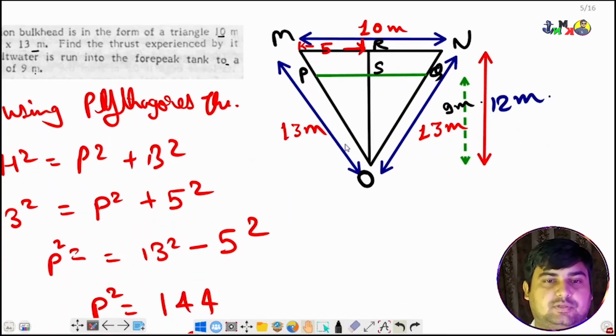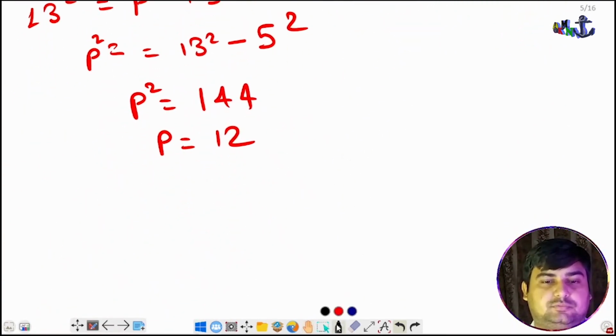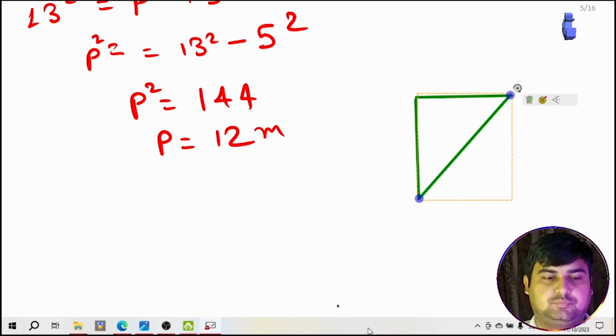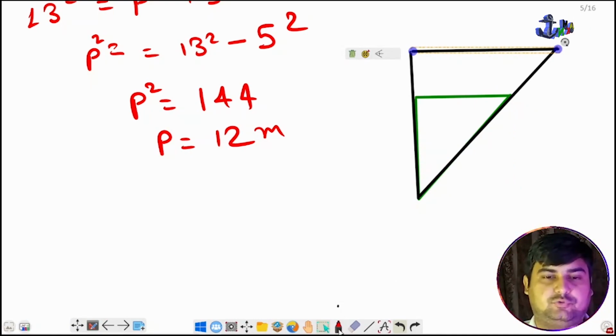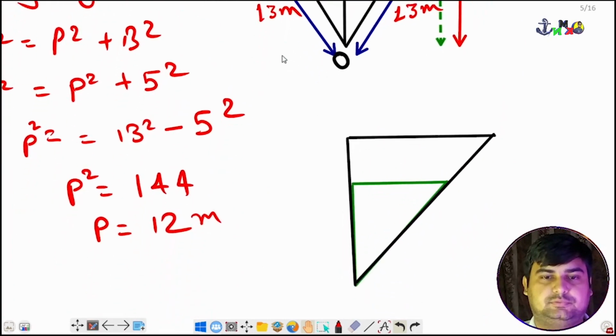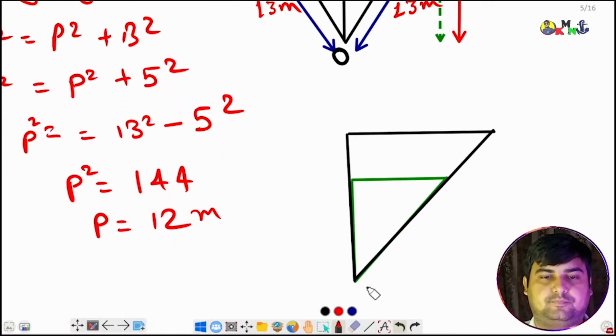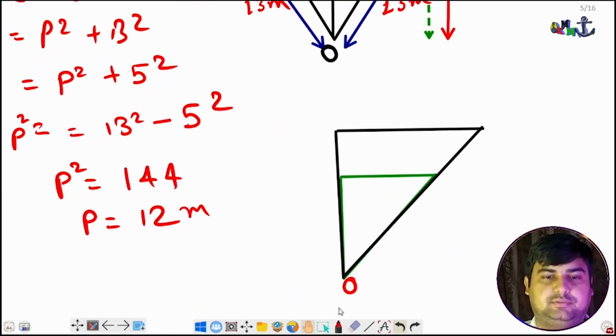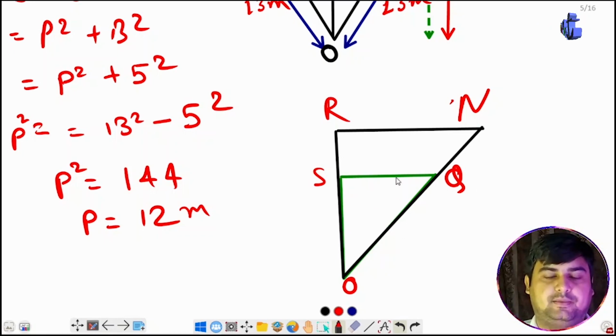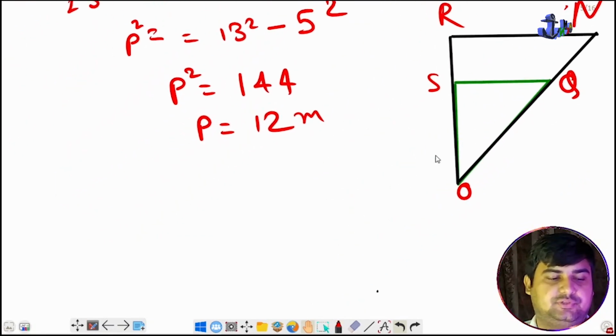Now we need to take out one triangle outside. So suppose this triangle, and the other one we will take. So we have taken two triangles. This is point O, this is RN and SQ. As we know, OSQ and ORN are similar triangles. So we will use the concept of similar triangles.